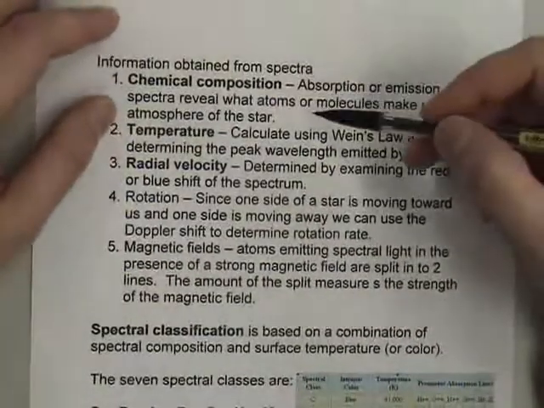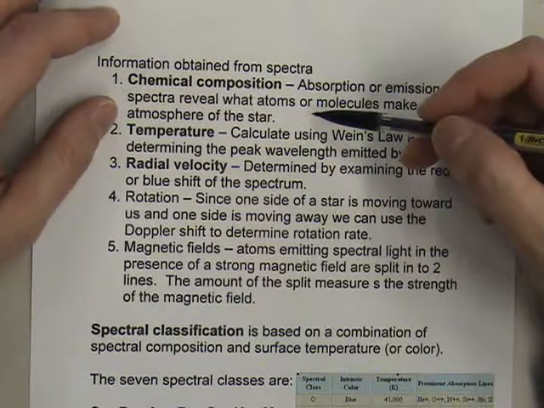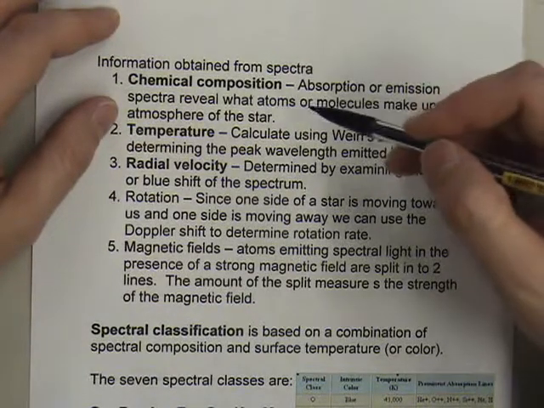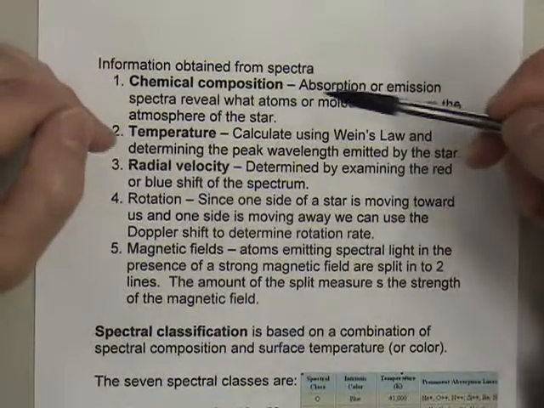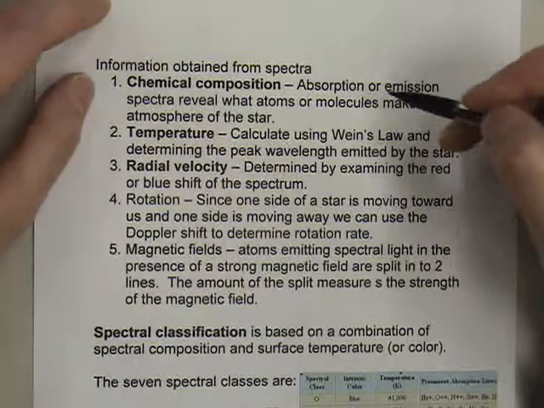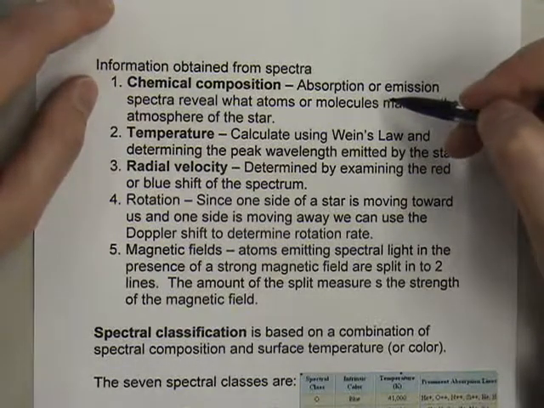So as a result of the fact that the star's surface releases all the forms of light, but as that light passes through the atmosphere, certain colors will be picked out. It leaves a little chemical fingerprint that allows us to determine what the composition of the star is.